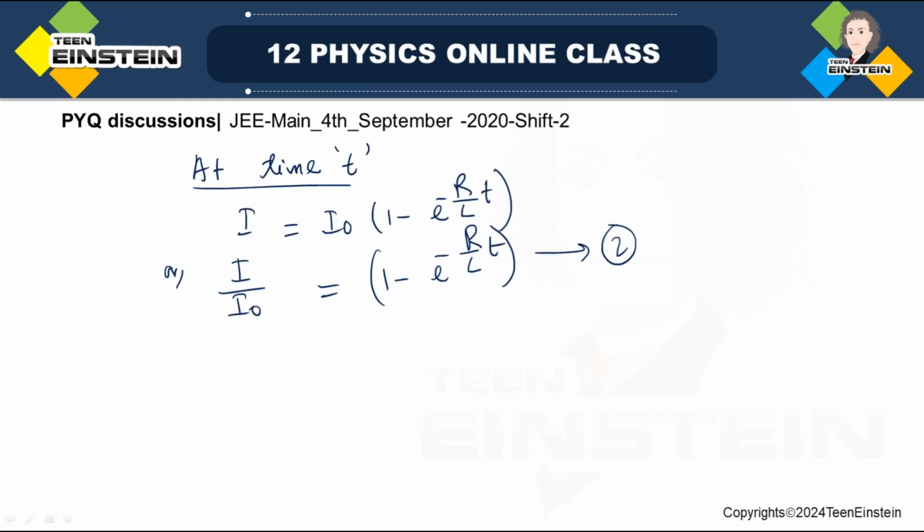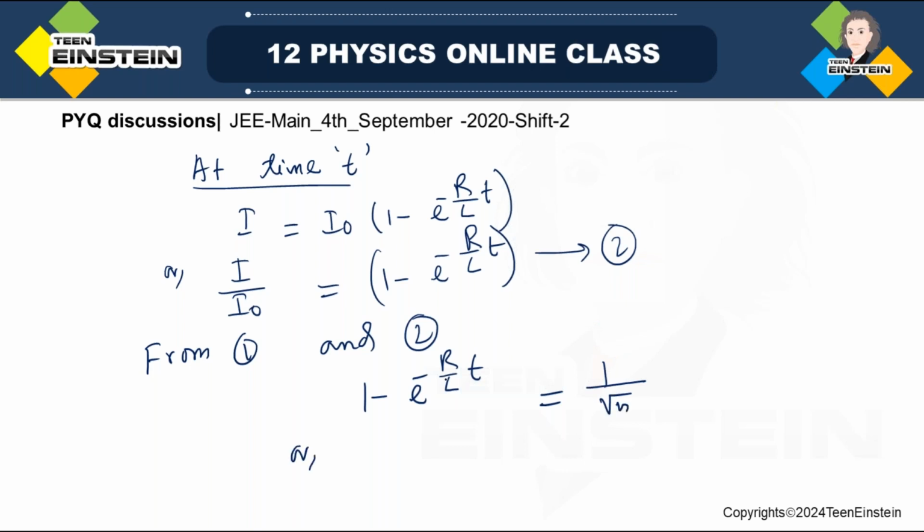Okay. So if we equate these two, from equation number 1 and 2, I can equate them. 1 minus e to the power minus R by L into T is equal to 1 over root over n. So I need to find out the time from here, right? So what I can do, I can write 1 over 1 minus 1 over root n, which is equal to e to the power L by RT. This I am just reversing here.